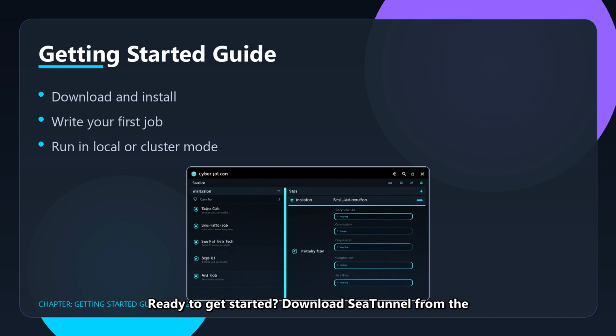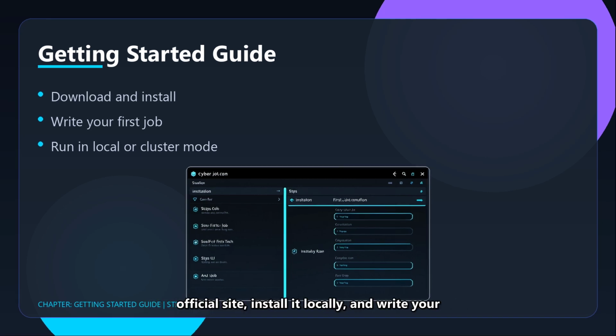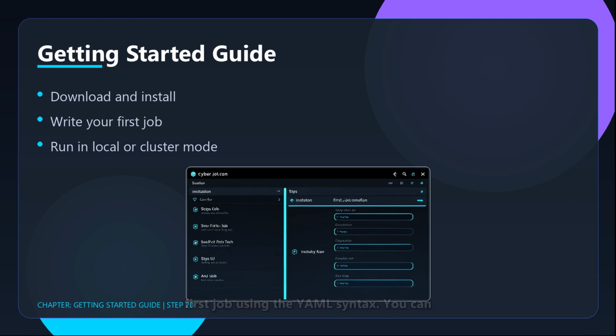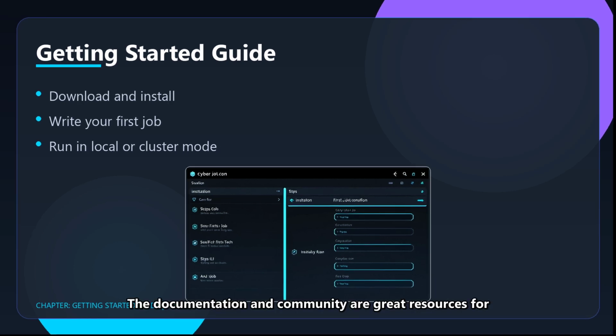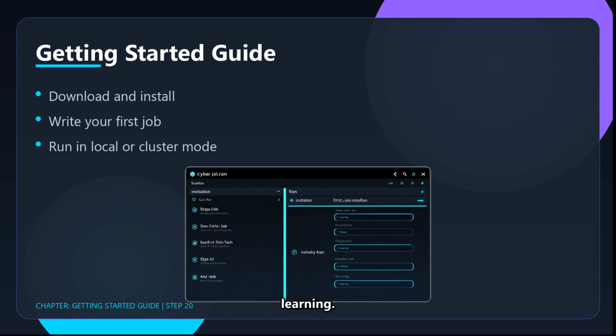Ready to get started? Download SeaTunnel from the official site, install it locally, and write your first job using the YAML syntax. You can run it in local mode for testing or deploy it to a cluster for production use. The documentation and community are great resources for learning.